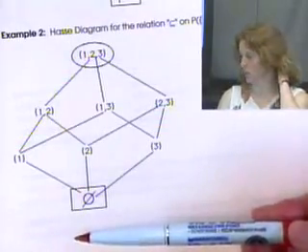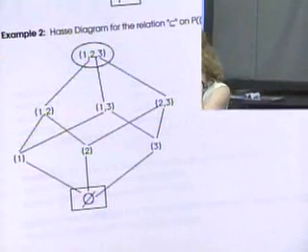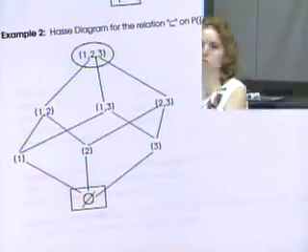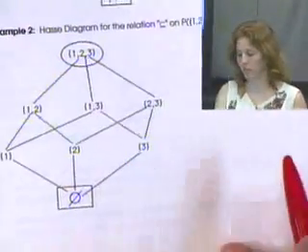So if you want to take a relation and make a Hasse diagram for it, like say you're given a picture of a relation and it says make a Hasse diagram, you just have to rearrange it so that it does this. So let's make a general one.